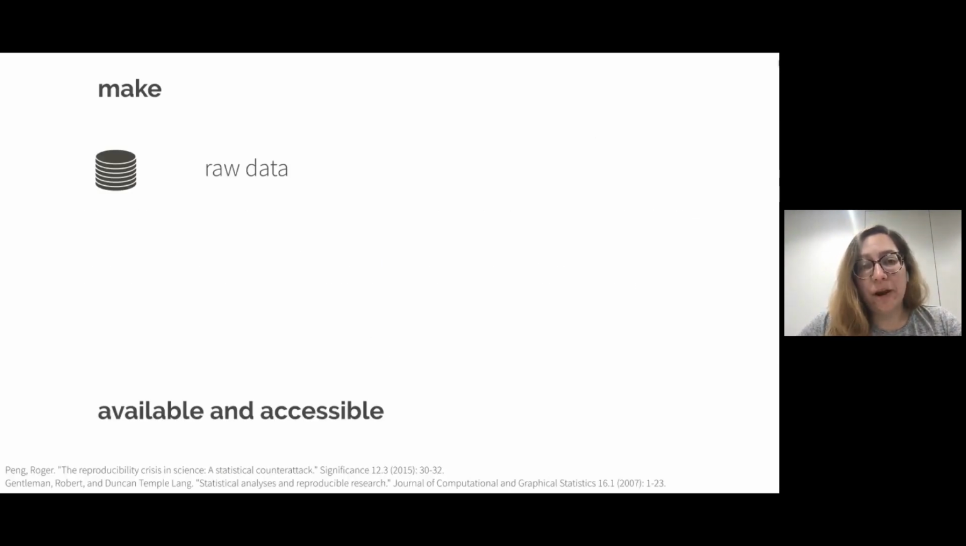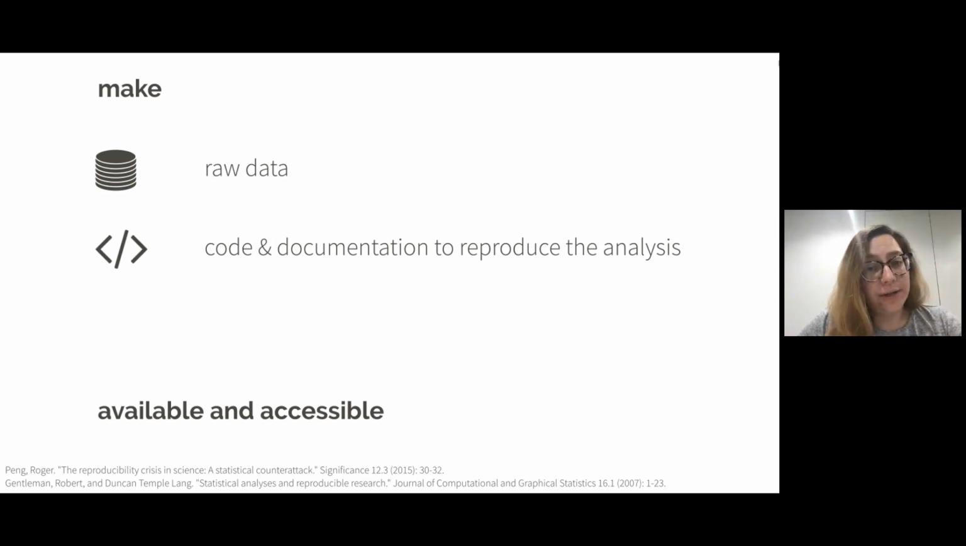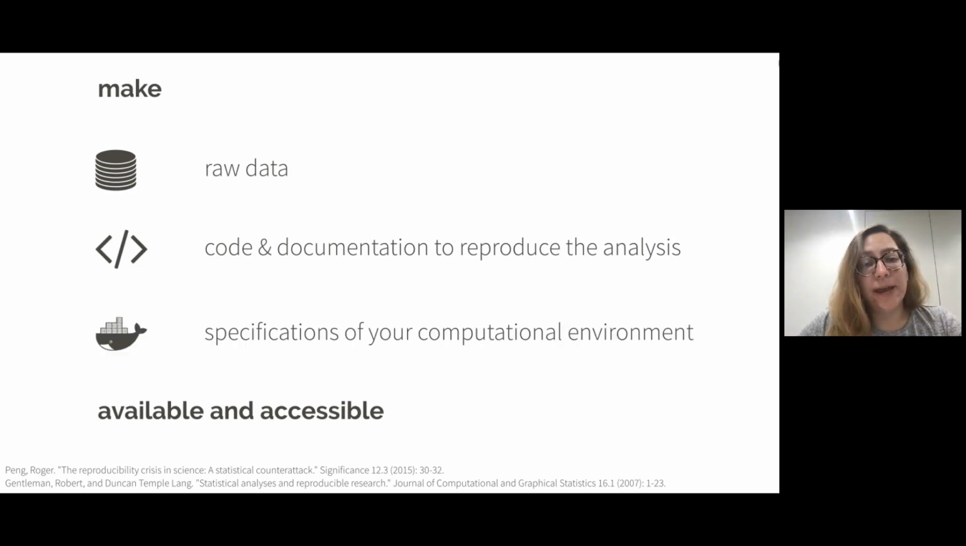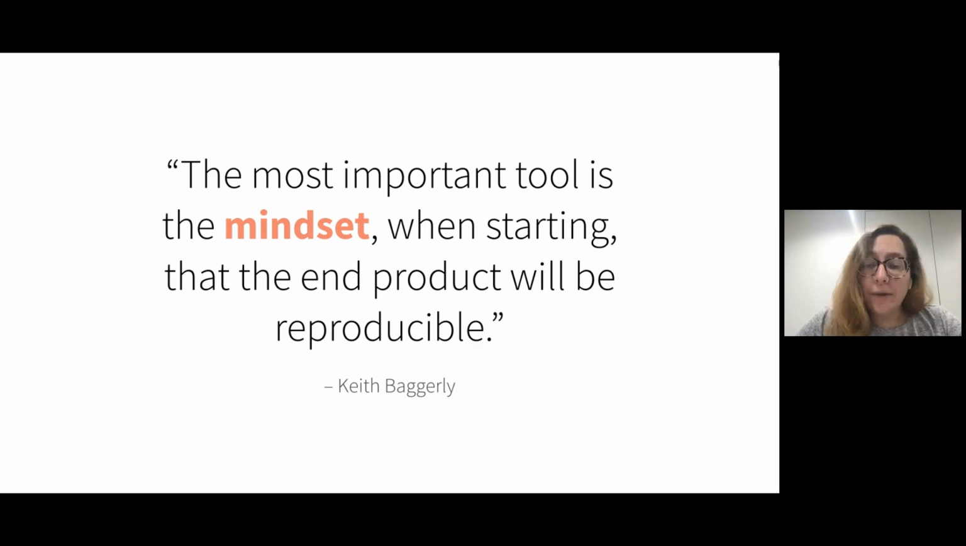So how do we do this? We want to make our raw data, our code and documentation to reproduce the analysis, and the specifications of your computational environment available and accessible if you actually want to say that your entire research and publication is a reproducible publication. How do we go about doing that?